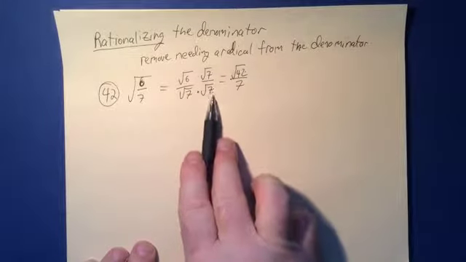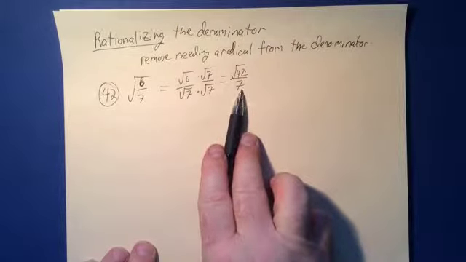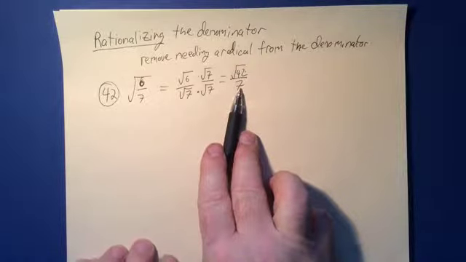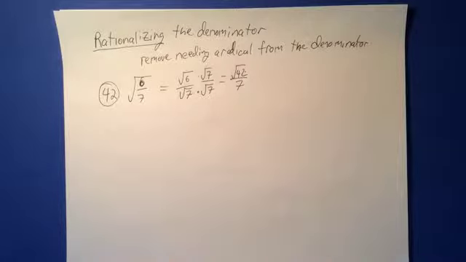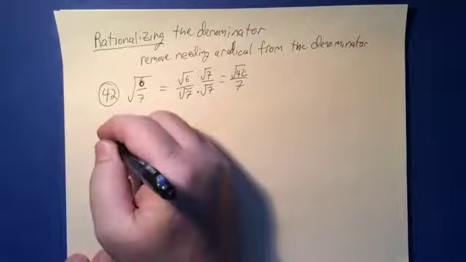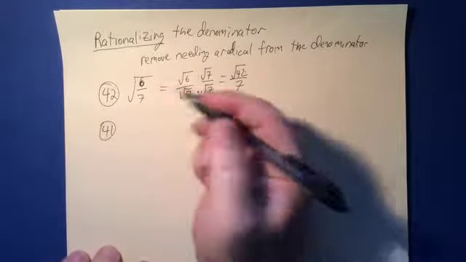By multiplying the top and bottom by radical 7, I've now made the bottom a whole number, or a whole expression, therefore rationalizing the denominator. We'll take a look at a few more fairly straightforward examples to see how this principle works. Let's go back to 41.